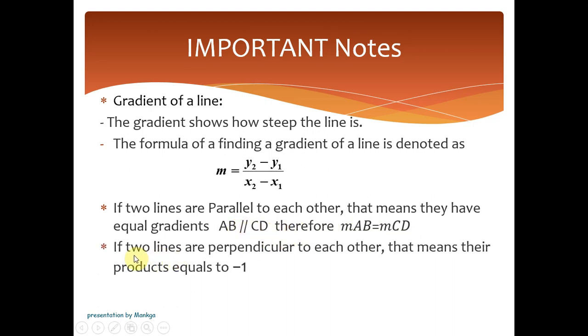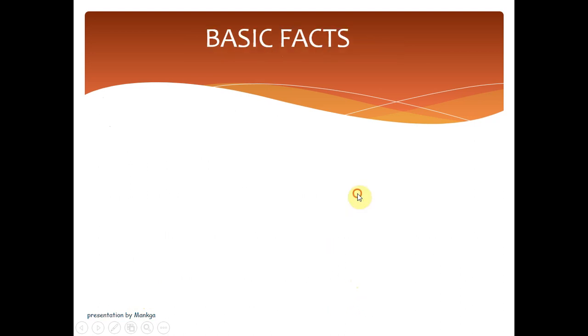Number two, if two lines are perpendicular to each other, meaning they are at an angle of 90 degrees, that means that the product of the gradients is equal to -1. Let's say a line AB is perpendicular to CD, therefore the gradient of AB times the gradient of CD should give you -1. I think you understand.